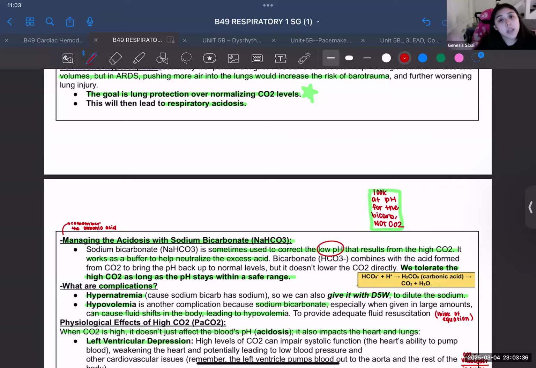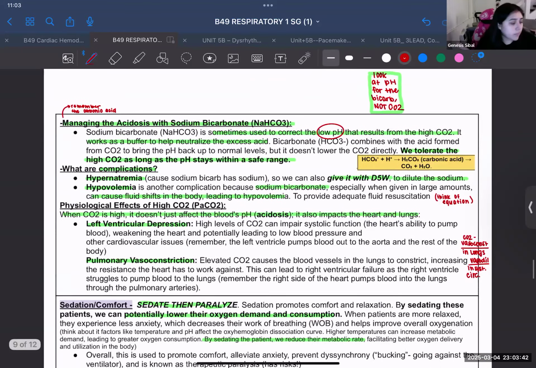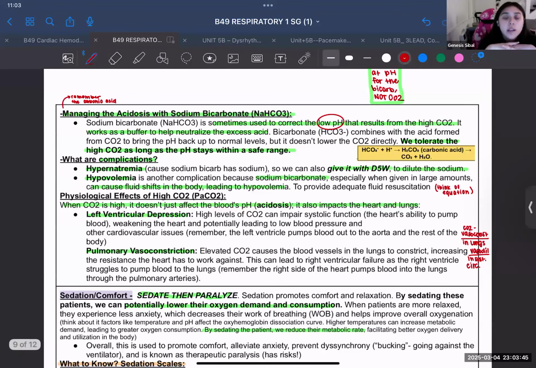So obviously, if CO2 is high, then we know that that's a respiratory thing, and CO2 is an acid, so that's where you get the acidosis, right? So we know that. So what do we do for the acidosis in terms of our actual body, in terms of our acid-base balance, how that's looking at? We look at the pH, right?